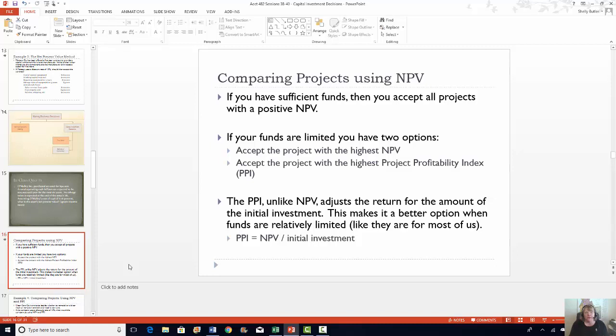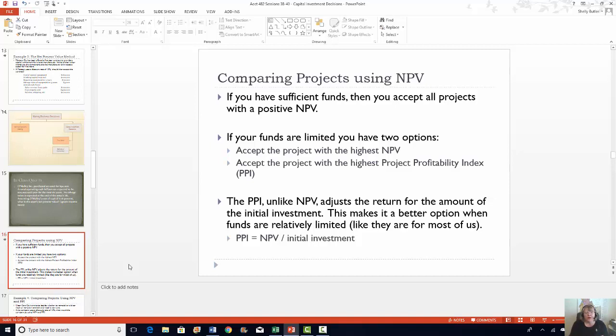Even though you think your company has a lot of money, their accountants are saying, no, you don't have a lot of money. You only have this much money, especially when it's a big company and there's lots of different departments all wanting to start projects. So you have to pick and choose which ones you want to do.